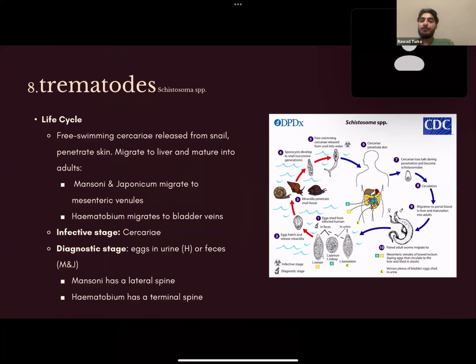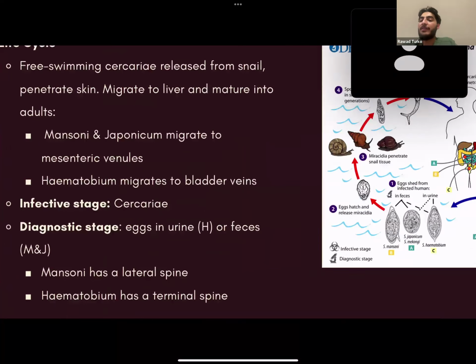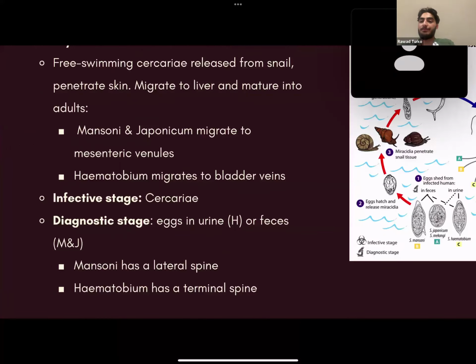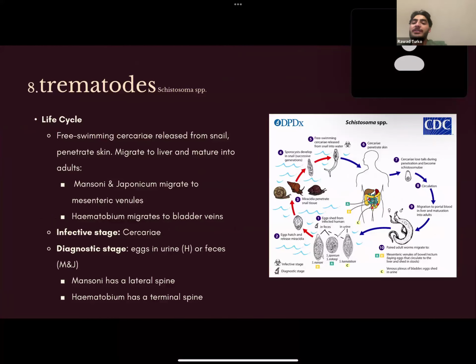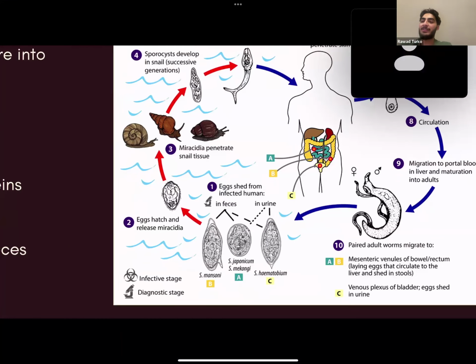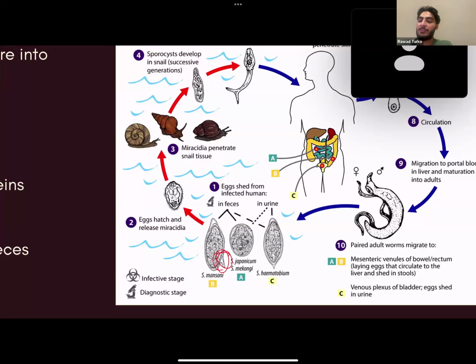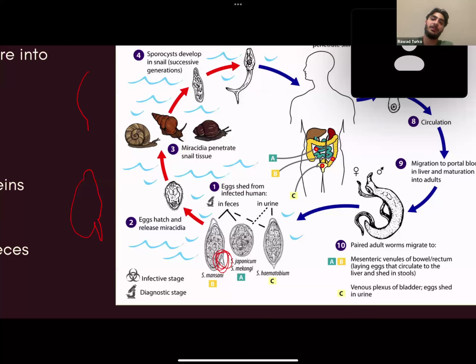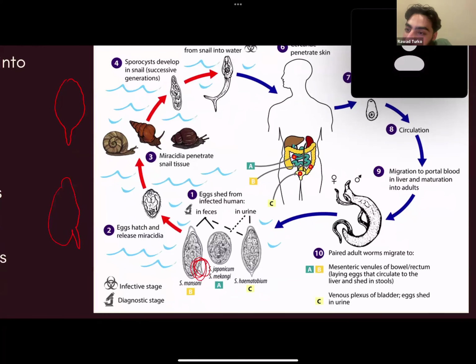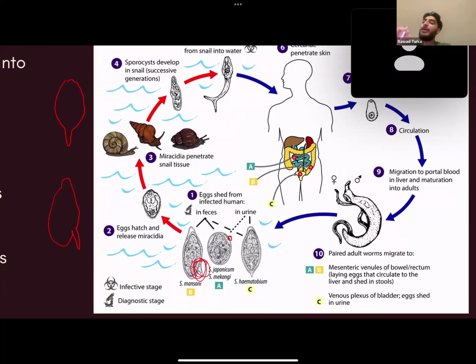The diagnostic stage, again, is the eggs in the urine or feces. Now, it's important to know what these eggs look like. Mansoni has a lateral spine. The egg has a spine, but it's more laterally displaced, so it would look something like this. That's Mansoni. Hematobium is terminal, which means it's right at the edge, like this. Now, Japonicum also has a lateral spine, but it's very, very small. You can barely tell that it has one.